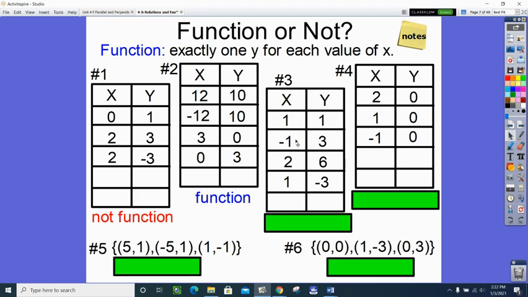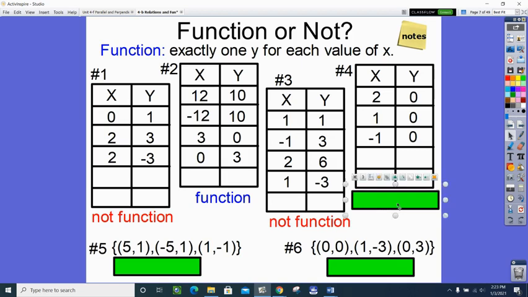So 1 is different from -3, is different from 2, and then that 1 and that 1, because there are 2 repeats on our inputs with different outputs, that would be a big no. Last one to try for tables.